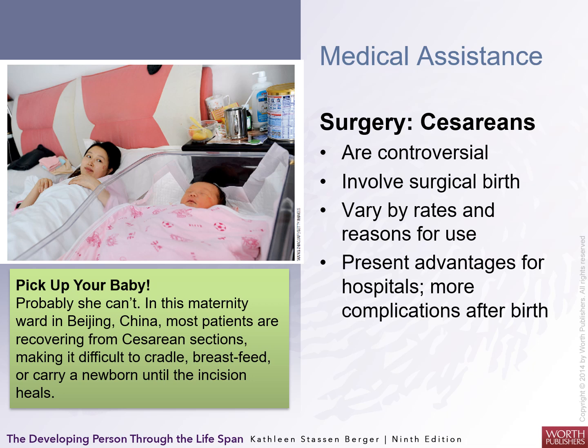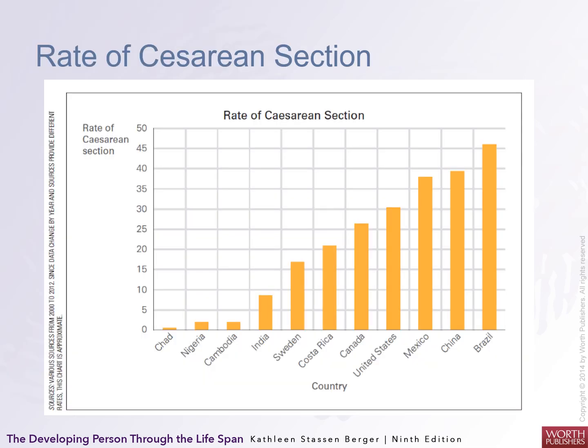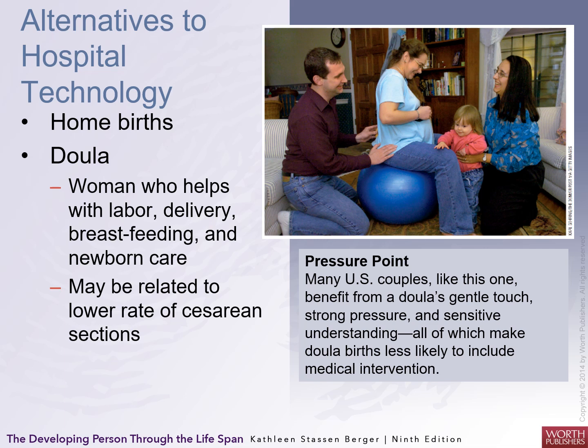Cesarean sections are controversial, to say the least. They involve surgical births, and vary by rates and reasons for use. But they do present some advantages, especially for hospitals, especially with more complicated births. There are alternatives to hospital technology, including home births. There are individuals that specialize in the delivery and care for babies after they're born, called doulas. Typically, it's a woman who helps with labor, delivery, breastfeeding, and newborn care. They may be related to lower rates of cesarean section. And just like anyone who helps deliver babies, like midwives, not all doulas are as good as one another. So some have quite a good reputation and some don't.